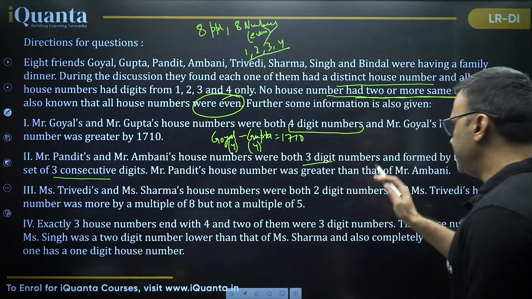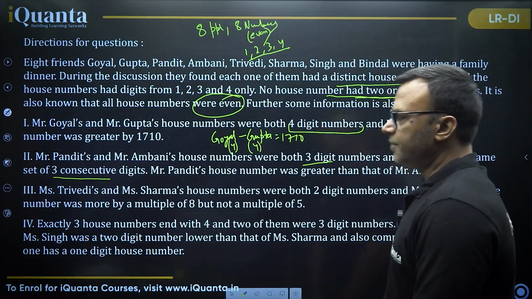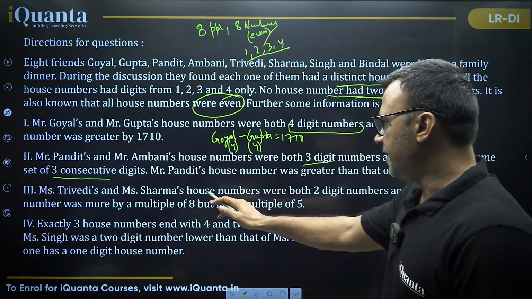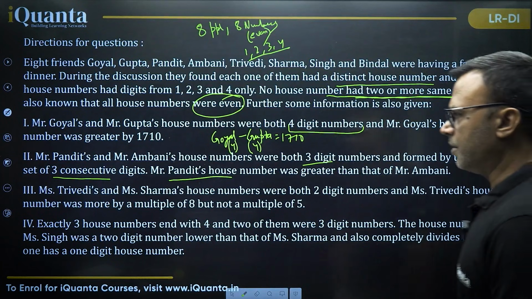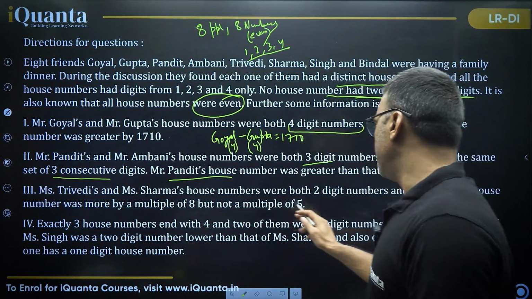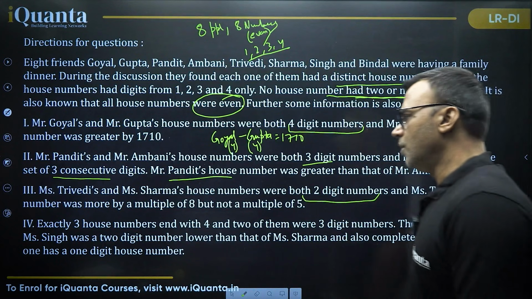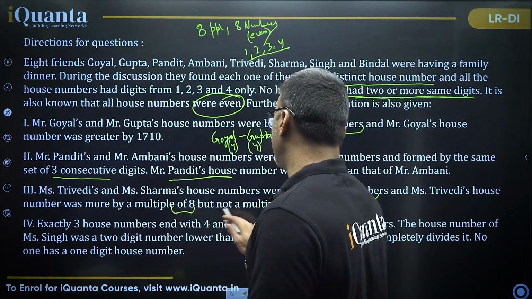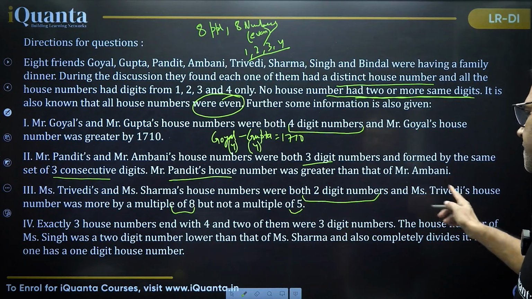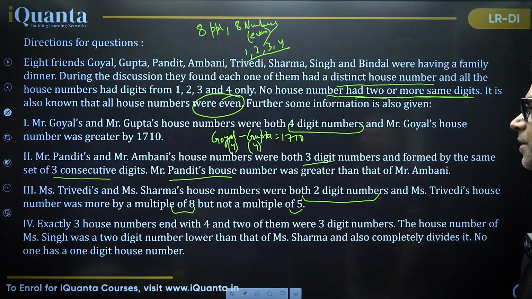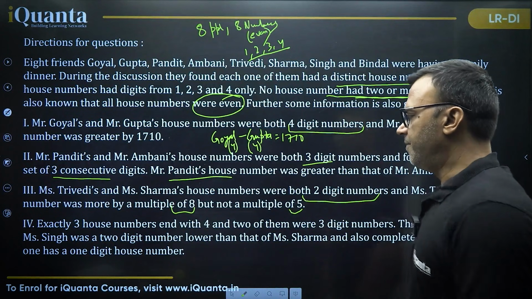So I think we have less space, so we'll go to the next slide and there we have more space and we'll solve this question. Let's complete the reading part of it. Mr. Pandit's house number was greater than that of Ambani. Trivedi and Sharma house numbers were both 2-digit numbers, and Trivedi's house number was more by a multiple of 8 but not a multiple of 5. So the difference of Trivedi and Sharma should be a multiple of 8 but not a multiple of 5.